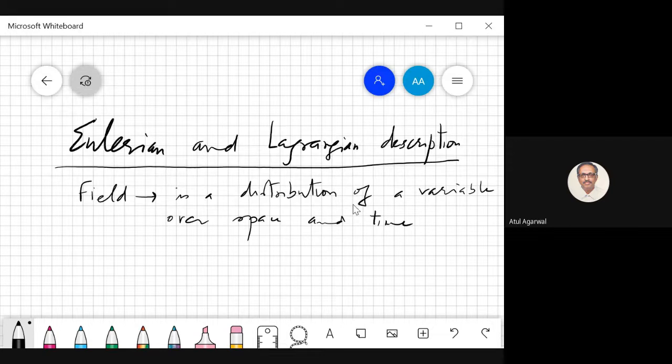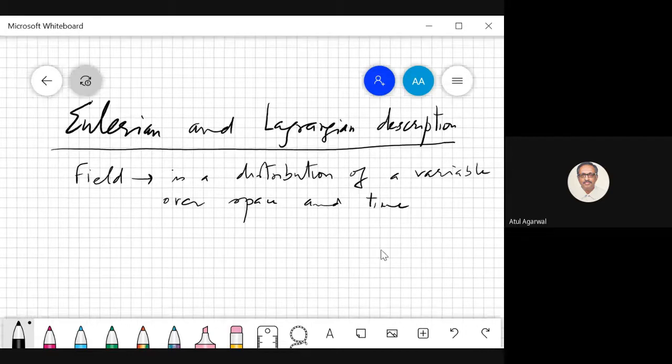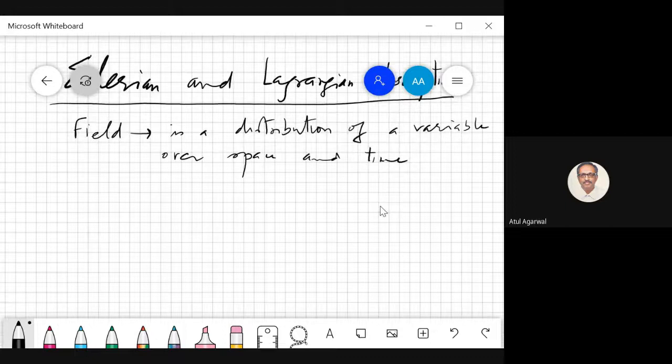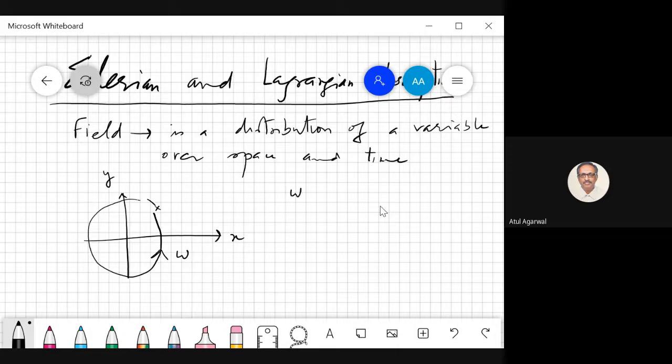Now I'll take an example of particle going around in a circle. So this particle is going around in a circle. It has an angular velocity omega. So it is going around at a constant angular velocity. So what is your angular velocity? Omega k.